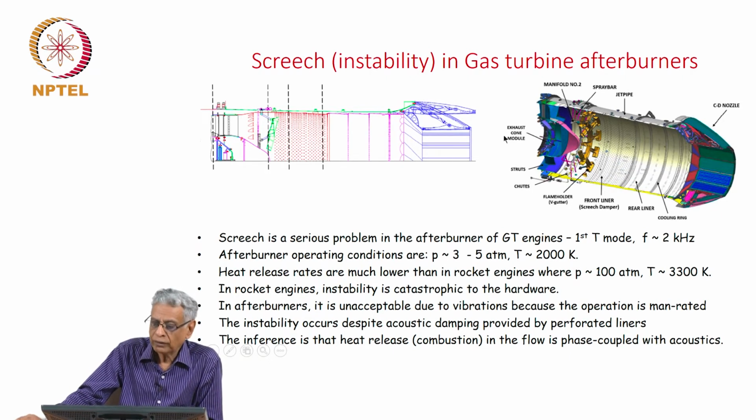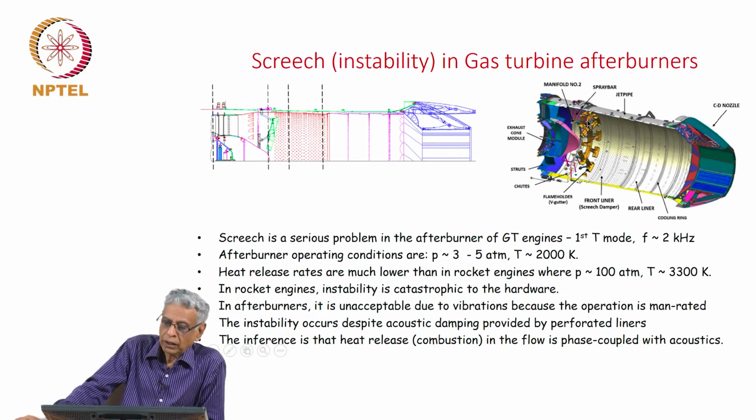Then you have a geometry where fuel is injected, you have spray bars to inject the fuel, and you have flame holders here, a large number of them around the periphery. And this is the cone, and the flow comes like this, gets mixed, then fuel is injected, combustion takes place here and goes out to the nozzle. Now, this is a serious problem, the first tangential mode. I think I mentioned this earlier.